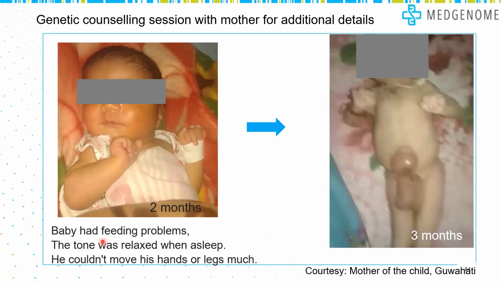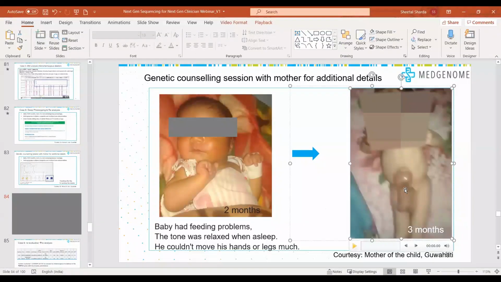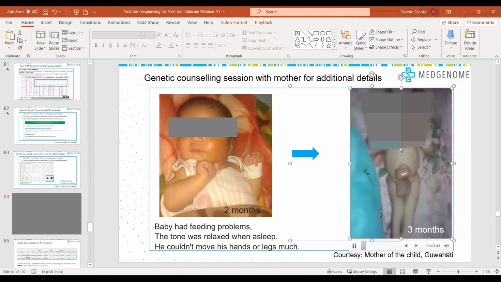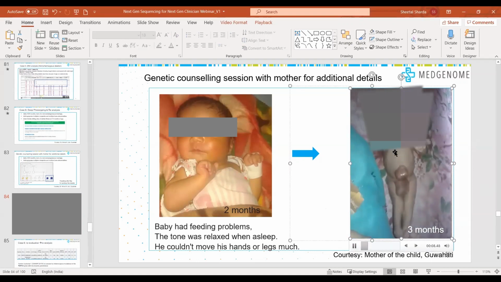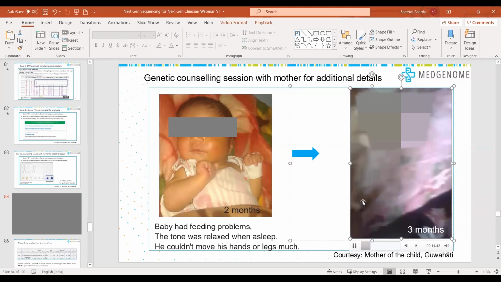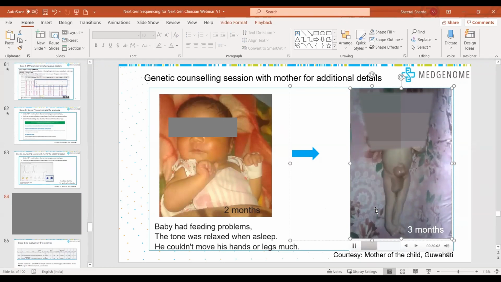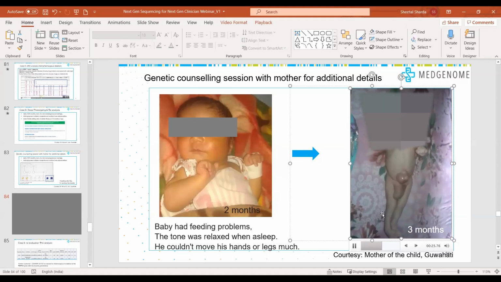The mother said that when the child was asleep, she was much more relaxed, but he couldn't move his hands or legs much. So we also requested for a video. I hope all of you can see this. So there was increased tone when the child was crying. There was a huge umbilical hernia, bilateral inguinal hernia, and an abnormal cry. So this was probably not simply arthrogryposis, but arthrogryposis along with dystonia plus inguinal hernia.